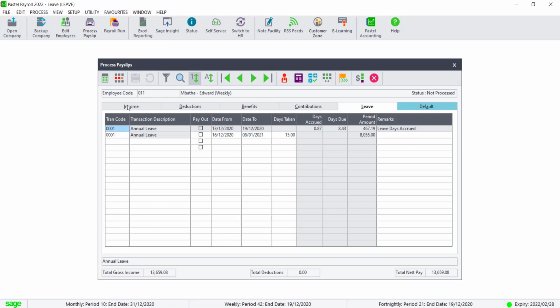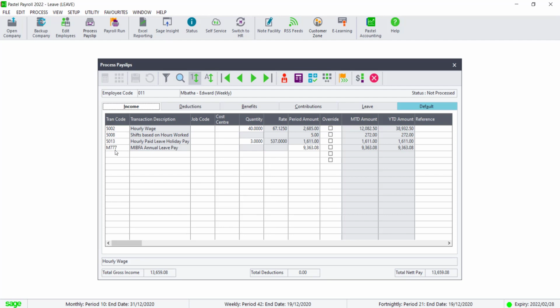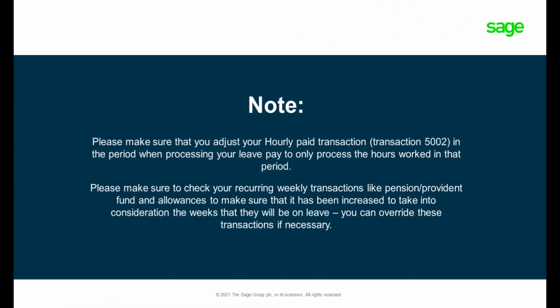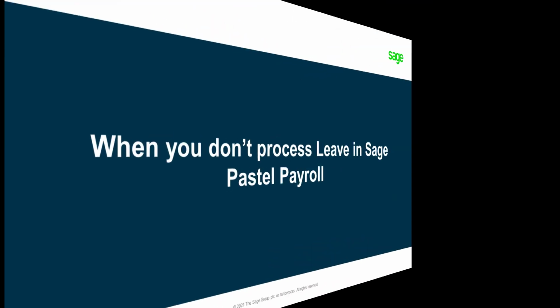You will now see two new transactions, Transaction 5013 and Transaction M777. Transaction 5013 will pay the daily rate for each public holiday that was included in the leave period. This will be the calculation for transaction code M777. Remember to adjust the hourly pay in recurring transactions if applicable.